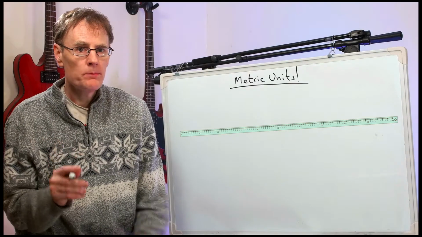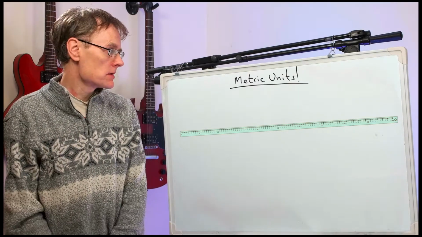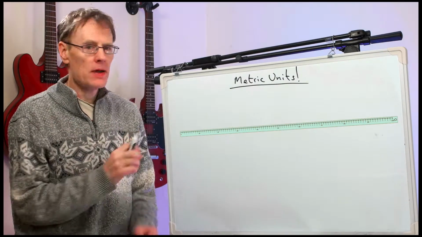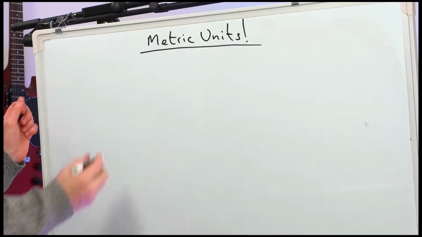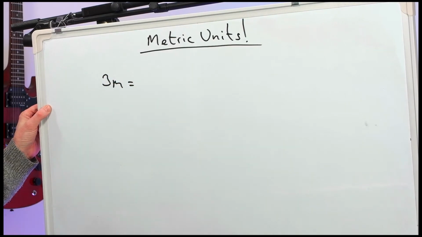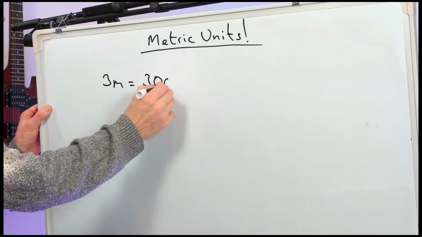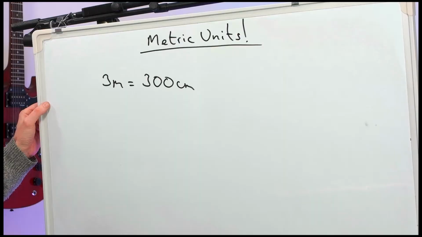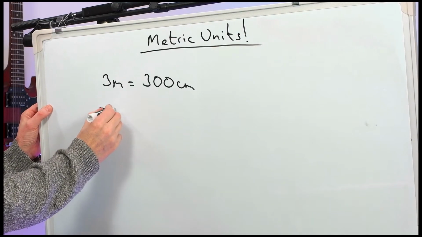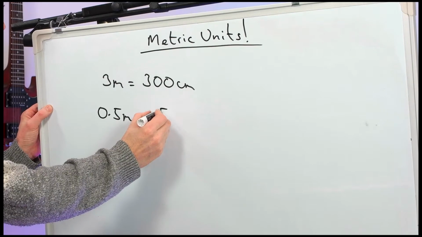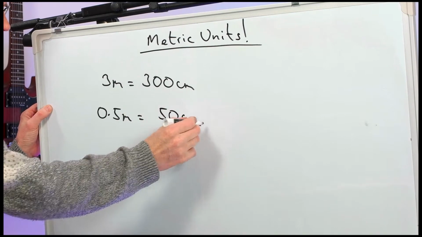Now, 1 metre is 100 centimetres. Centi means 100th. So 1 metre is made up of 100 centimetres. Let's say we had 3 metres. That's going to be 300 centimetres. I've multiplied by 100. Let's say we have half a metre, that's 0.5 metres, it's going to be 50 centimetres.